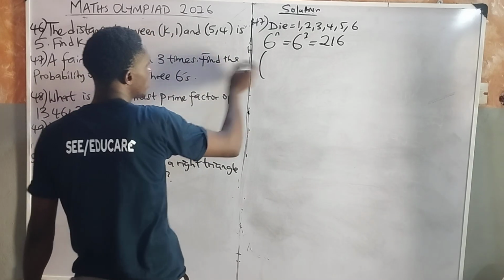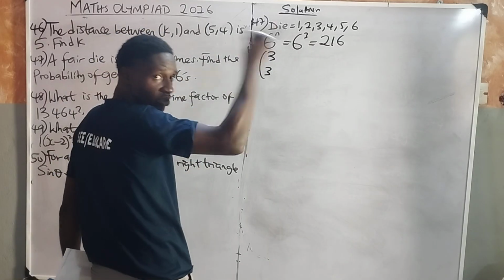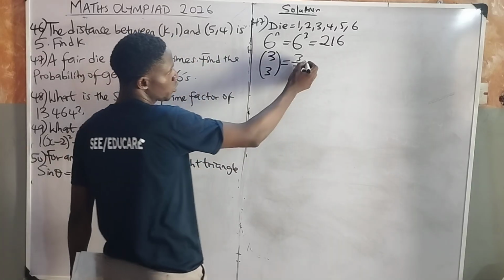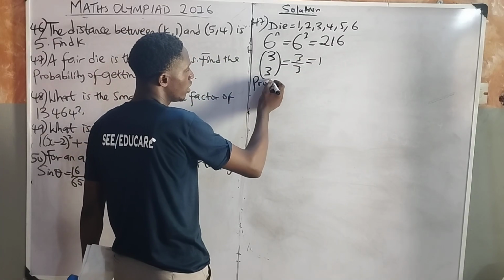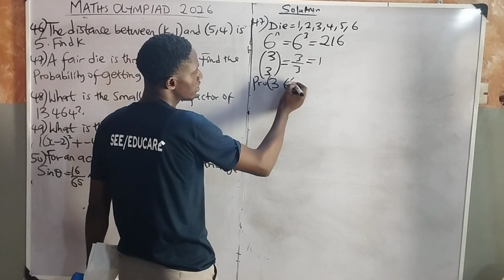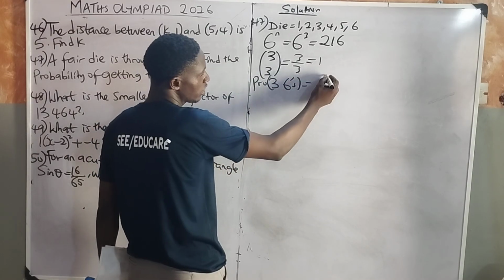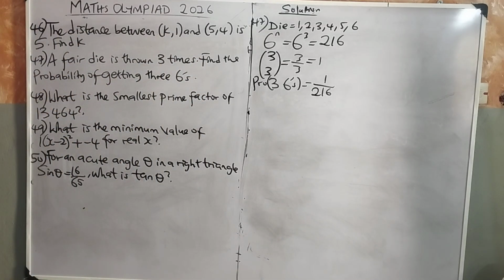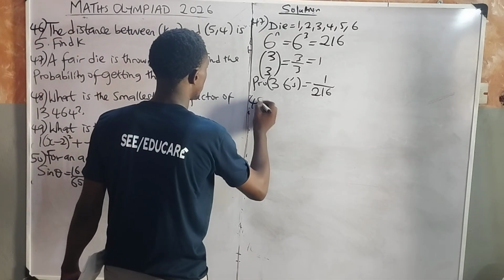Remember it was thrown 3 times first. Then to get 3 sixes is equal to 3 over 3. We have done this in binomial probability, which is 1. So the probability of getting 3 sixes is equal to, the required is 1 over the total, 216, and that is the answer. We'll go to 48.